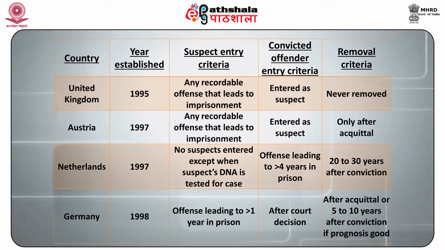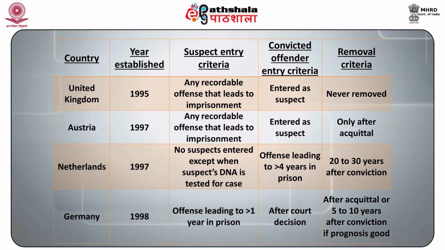Then Netherlands, 1997. Entry: no suspects are entered except when a suspect's DNA is tested for the case. Convicted offenders are entered for offences leading to more than 4 years in prison. Removal is 20 to 30 years after conviction. Germany started in the year 1998. Entry is for an offence leading to more than 1 year in prison, after a court decision. Removal is after acquittal, or 5 to 10 years after conviction if the prognosis is good.